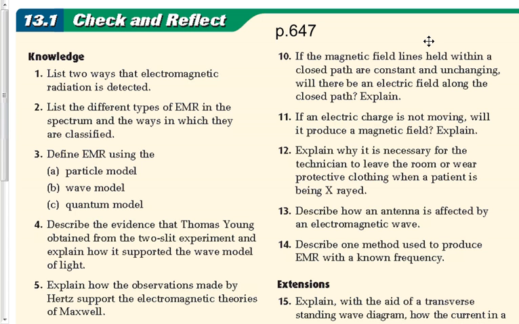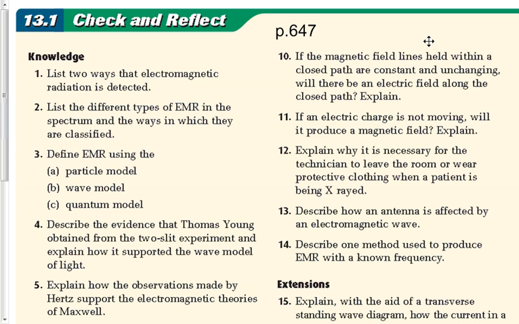All right. Let's take a look at number 5 first. It says, explain how the observations made by Hertz support the electromagnetic theories of Maxwell. Let's look at the electromagnetic theories of Maxwell first. Maxwell said that accelerating charged particles generate electromagnetic radiation. He also said that electromagnetic radiation consists of changing electric fields and changing magnetic fields. Electric fields that cause the magnetic fields and magnetic fields that cause the electric fields. So that's essentially the theory.